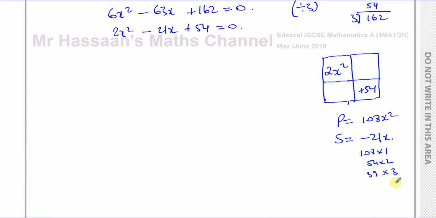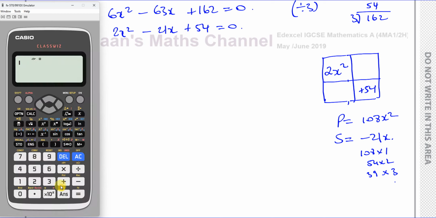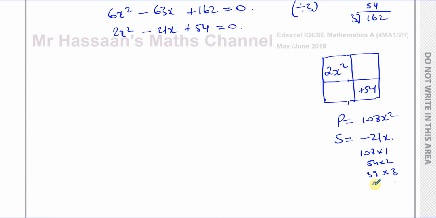12 times, we want a sum of 21. Let's have a look. Let me just look for our product. So 108 divided by 12, 9 and 12, that's 21. So it's 9 and 12. 9 times 12 gives you 108, and the sum is 21. So it's negative 9x and negative 12x are the two terms.